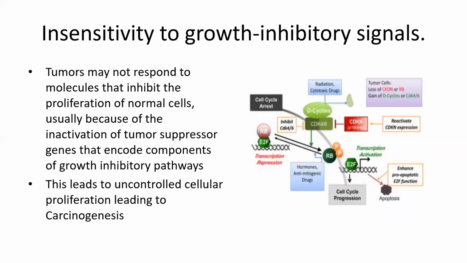Then we have tumor inhibitory growth signals, which are produced by tumor suppressor genes. Tumor suppressor genes produce tumor suppressor proteins. These tumor suppressor proteins act as growth inhibitory signals. What is the importance of this? Usually tumor suppressor genes produce tumor suppressor proteins. In cancer, tumor suppressor genes are stopped. By stopping of tumor suppressor genes, tumor suppressor proteins are also stopped. Because tumor suppressor proteins are not there, tumors may not respond to the molecules that inhibit the proliferation of normal cells because of the inactivation of the tumor suppressor gene. This further leads to cellular proliferation, leading to carcinogenesis.